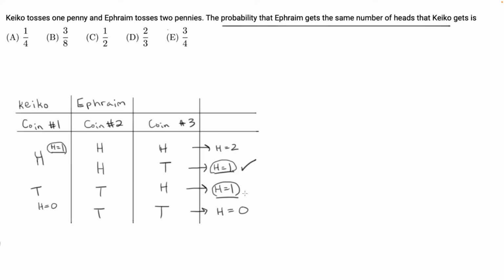So these work. And 2 doesn't work since there's 2 heads and only 1. So they're not equal. And then for here, we have a tail, so H equals 0, so there's no heads. And then H equals 0 since there's no heads here. And since 0 and 0 are the same numbers, this also works. So we have 3 possible combinations.